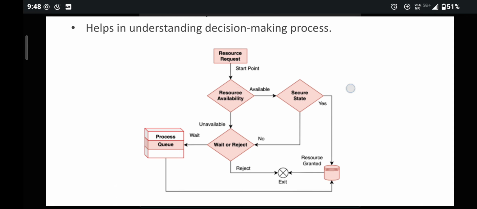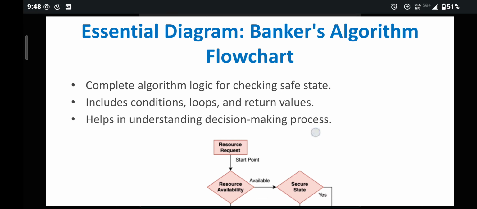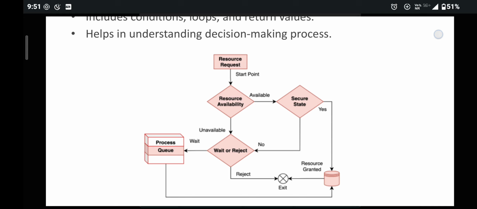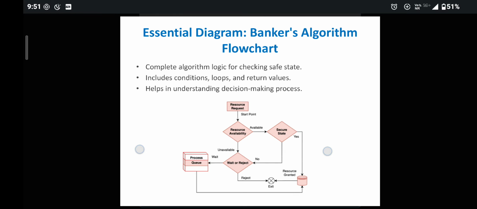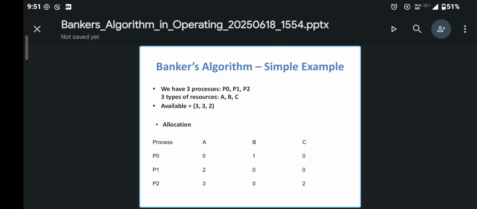The things that go to wait or rejected go to queues, and first come first served applies, and it gets the resource granted. In the secure state, if it says yes, then the resource is allocated, and if it says no, then the same process goes to wait or rejected, then queue, and then process execution occurs. So this works like this. Let's understand the Banker's algorithm with a simple example.